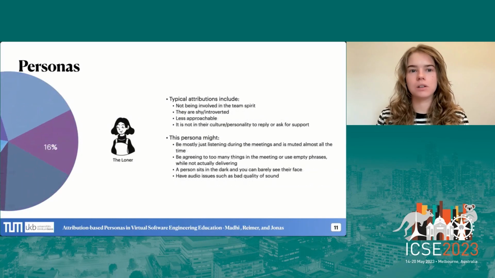And the last one is the loner. Again, here we have certain attributions, like being not involved in the team spirit, being shy or less approachable. And that is caused by behavior, by basically being more quiet than the others, but also by certain conditions like sitting in the dark and barely being able to see that person, and also having audio issues or a bad quality of sound.